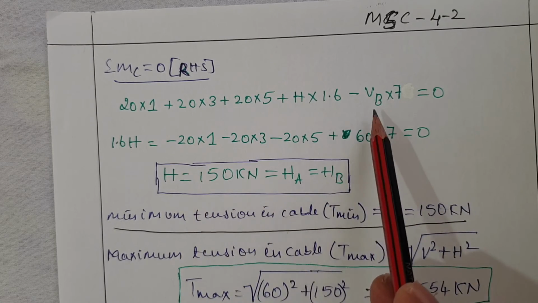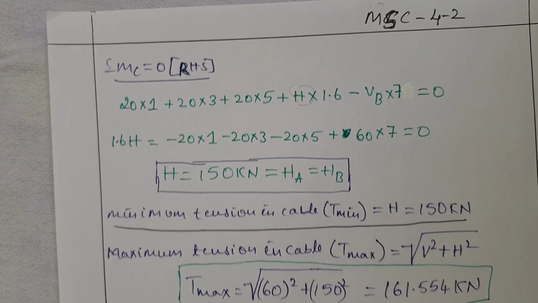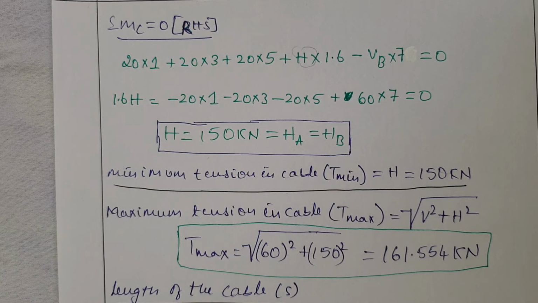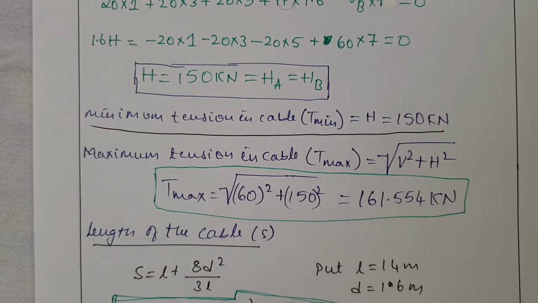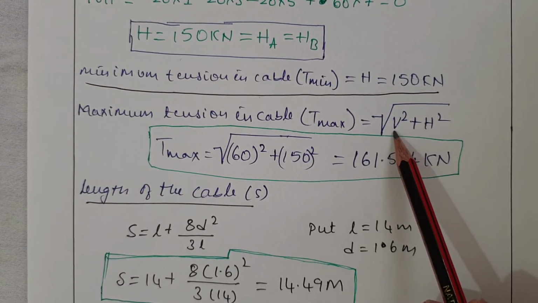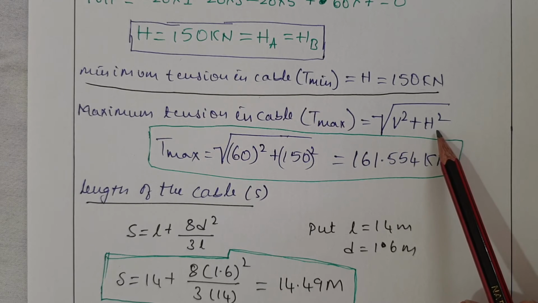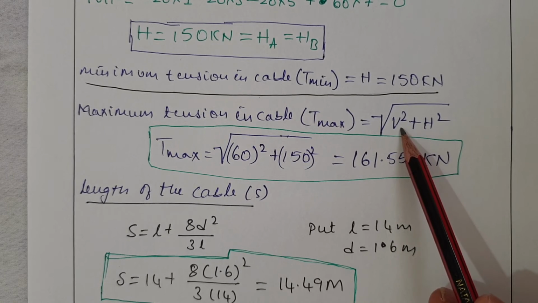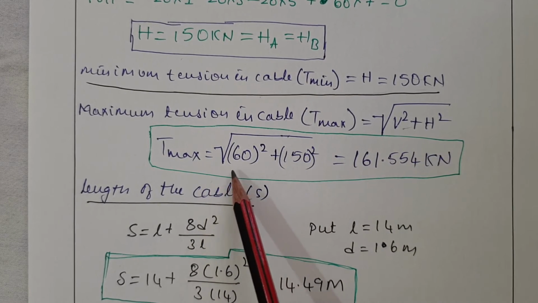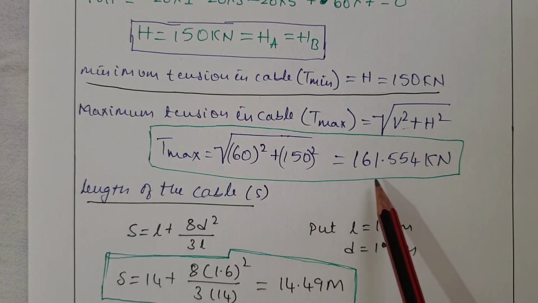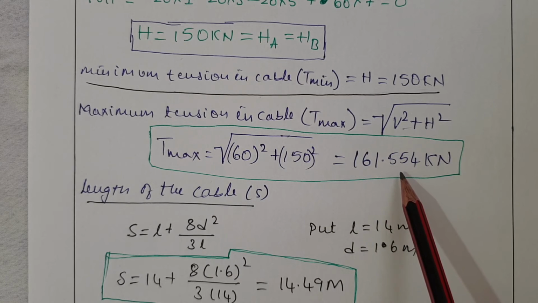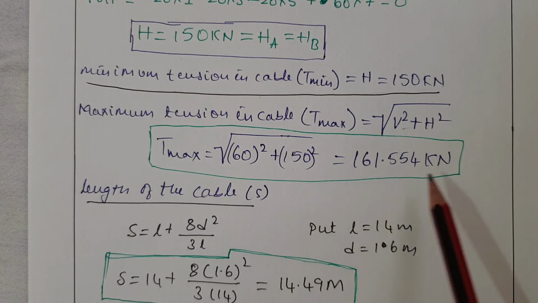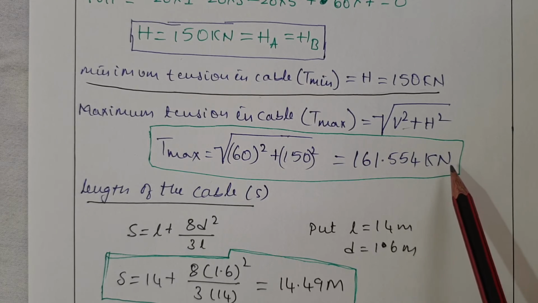In this equation, we know the VB value, the unknown is H. For that, H will be equal to 150 kilonewton, which you came to know from the above equation. And we know T minimum will be equal to the H value, that is what I considered here. And T maximum will be equal to root of V square plus H square. For V, we have to consider only the maximum value, but it is symmetrical. So VA as well as VB we got the same, that is 60 kilonewton. So I consider the same here, root of 60 square plus 150 square, it will be 161.554 kilonewton. Okay, this is the total maximum tension in the cable.